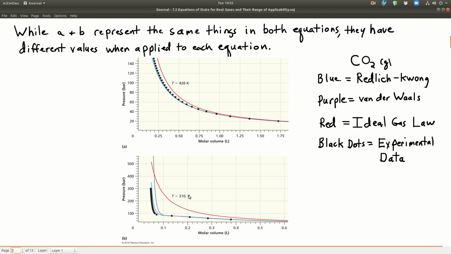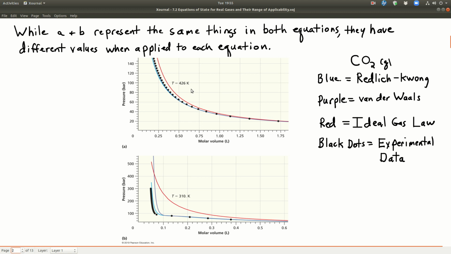But when we lower the temperature in the second graph down to 310 Kelvin, now we see a dramatic difference. The ideal gas law does not really come even close to the behavior of the actual gas, but the two other equations do a lot better. That kind of makes sense because if we go back and think about the kinetic molecular theory, which is the tenets of the ideal gas law, it says that the particles don't interact and they don't take up any volume.